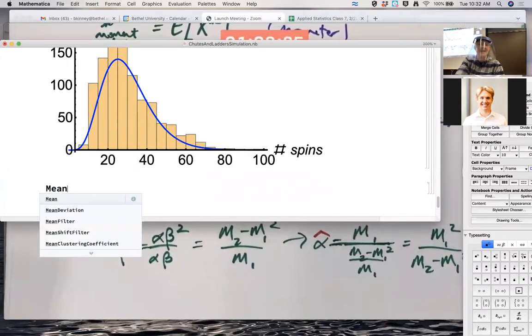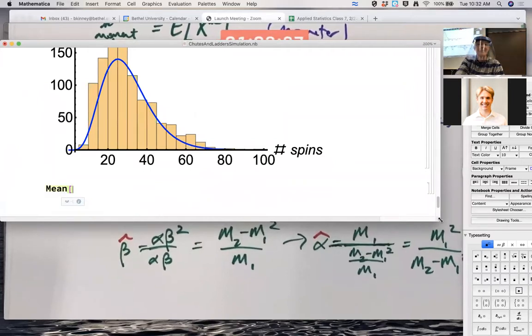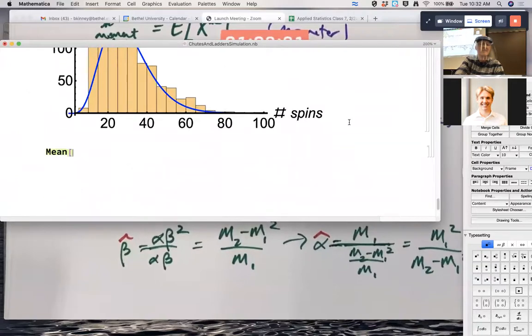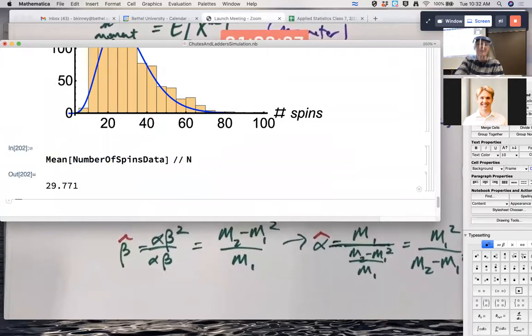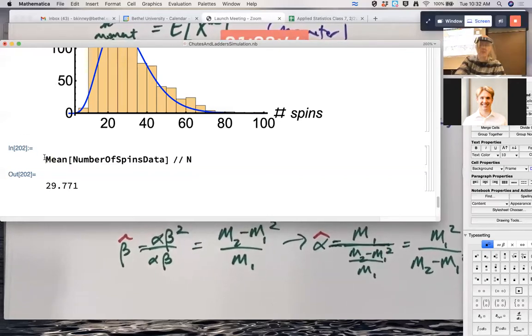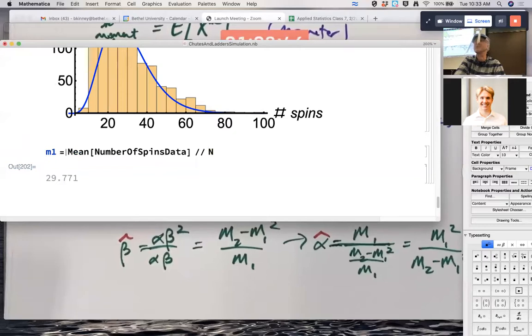The mean, what was the data set called? It was called number of spins data. That was 29 something. That's our observed value of M1. Maybe I should call it little m1 because it's an observed value.